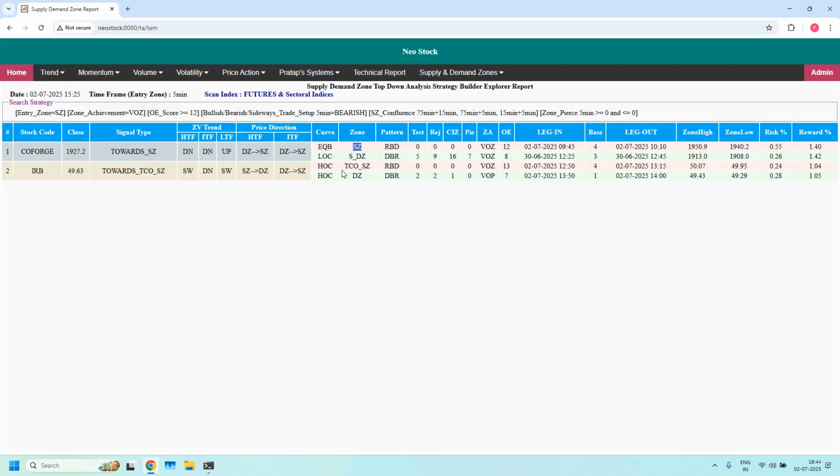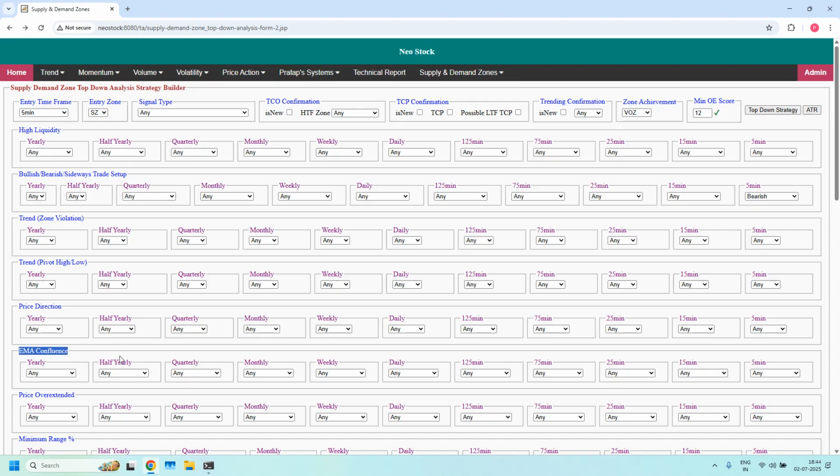In these 2 stocks, these 5 minute supply zones overlapped with 15 minute supply zone. Both together overlapped with 75 minute supply zone. But 75 minutes trend is down in only one stock. Let's verify this 75 minute supply zone having daily EMA. 75 minute supply zone with daily EMA.